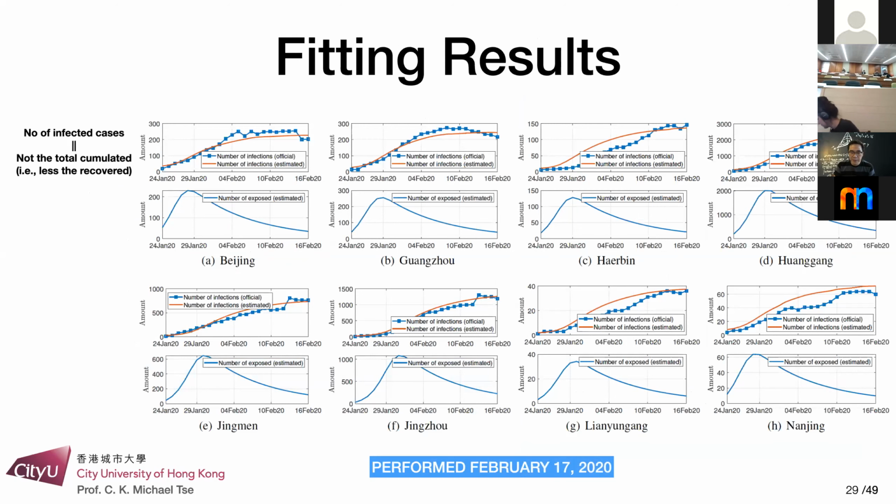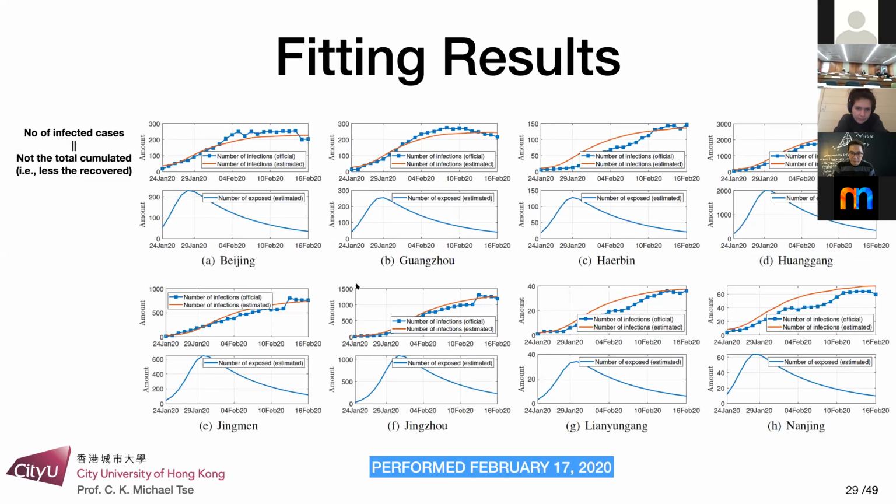Okay, so let's look at some of the results that we generated back on February 17. These are the first set of results that we completed back in February for 367 cities in China. You see, this is the estimated number of exposed individuals. And then we have the estimated I, that's the number of infected cases, and then the actual data here.